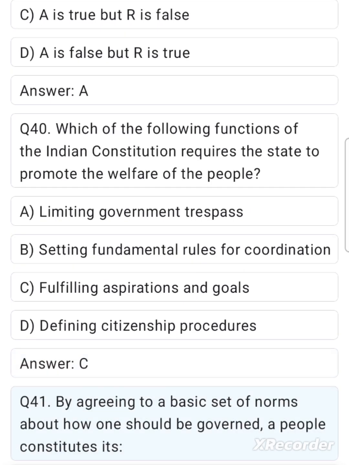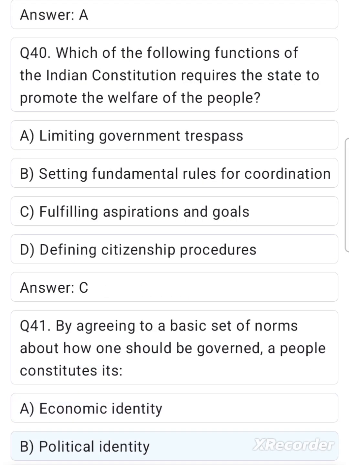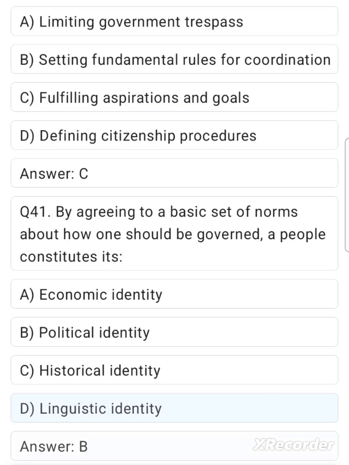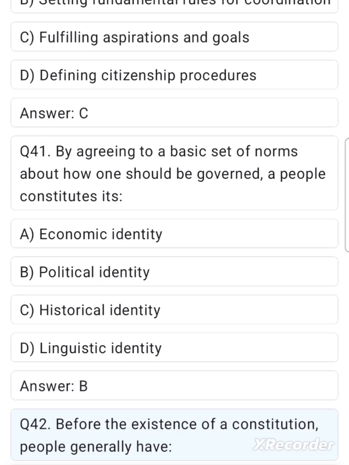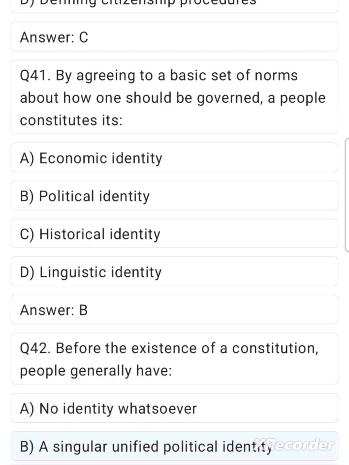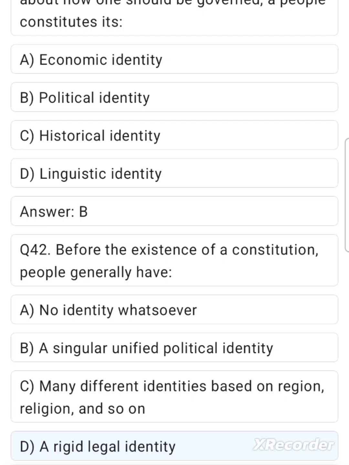C. Q41. By agreeing to a basic set of norms about how one should be governed, a people constitutes its A. Economic identity. B. Political identity. C. Historical identity. D. Linguistic identity. Answer. B. Q42. Before the existence of a constitution, people generally have A. No identity whatsoever. B. A singular unified political identity. C. Many different identities based on region, religion, and so on. D. A rigid legal identity.